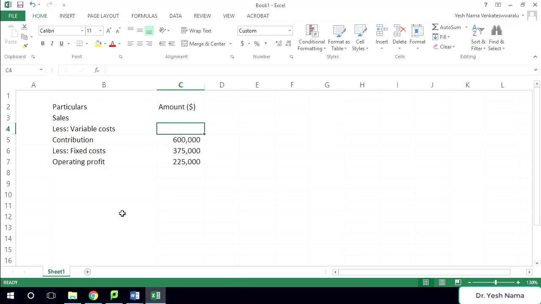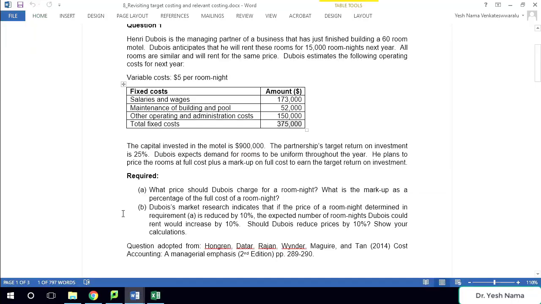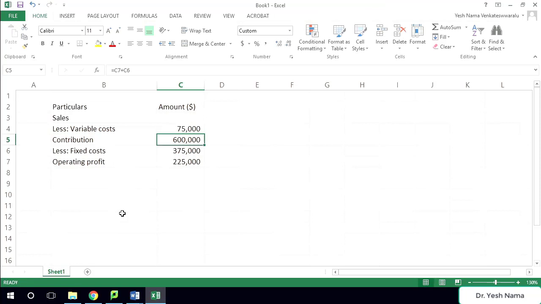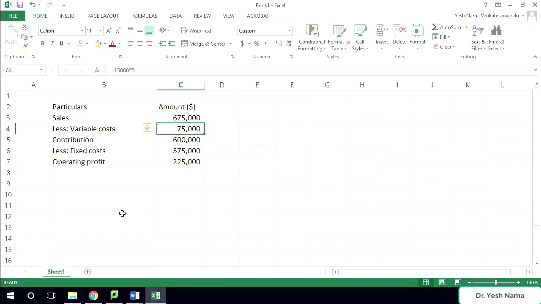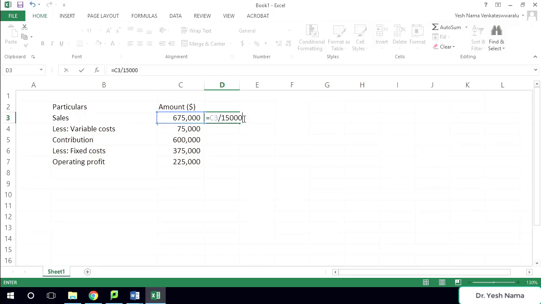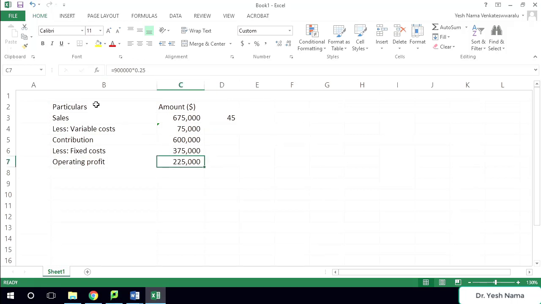And variable costs are pretty straightforward. 15,000 room nights times $5 variable cost. This suggests in order to earn a profit of $225,000, they need to have sales of $675,000, and if this is for 15,000 room nights, per room night it will be $675,000 upon 15,000, which will be $45 per room night. This is what they need in order to get a profit of $225,000.